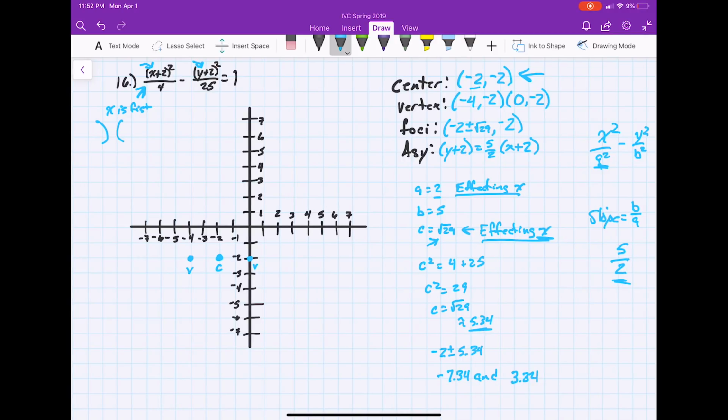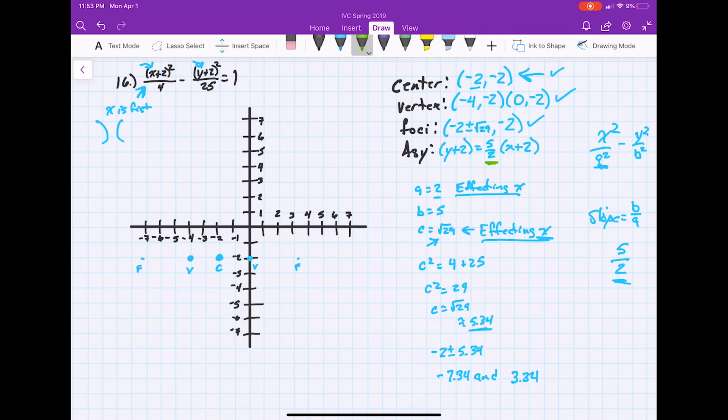So if we wanted to plot those on that negative 2 axis, we basically would plot 3.34, negative 2, and then negative 7.34, negative 2, and then label those as our foci. We've plotted the first 3 items on our list. Check, check, check.